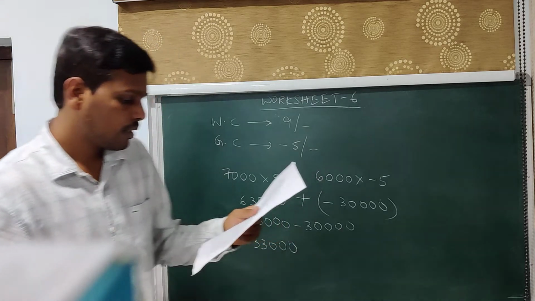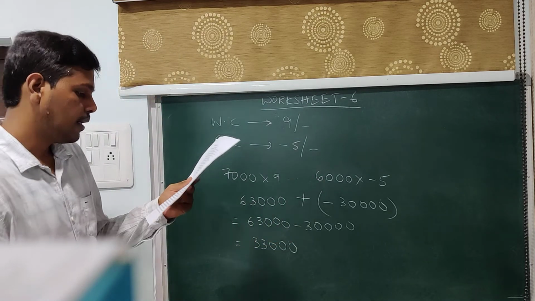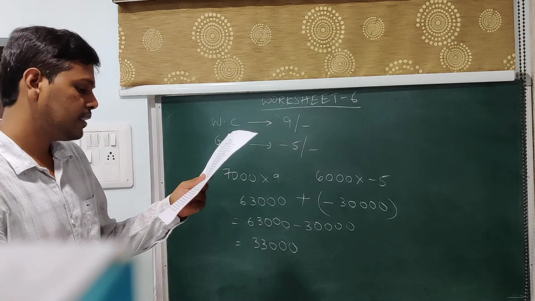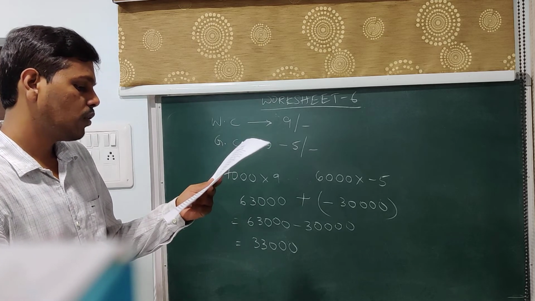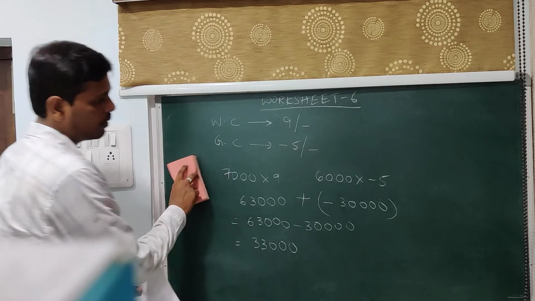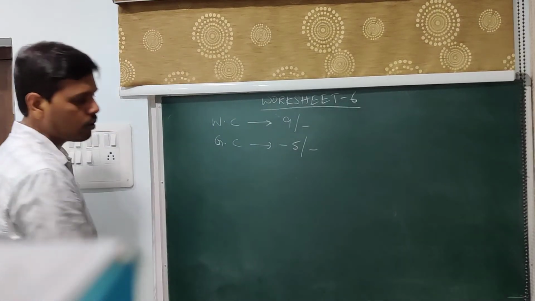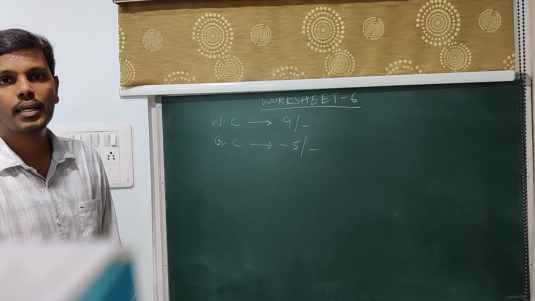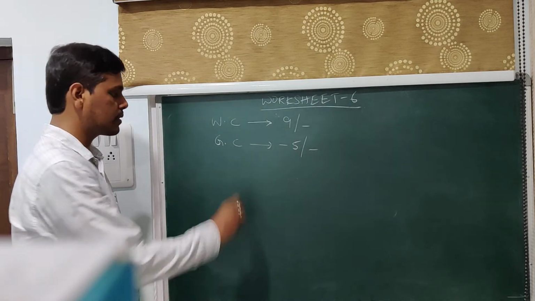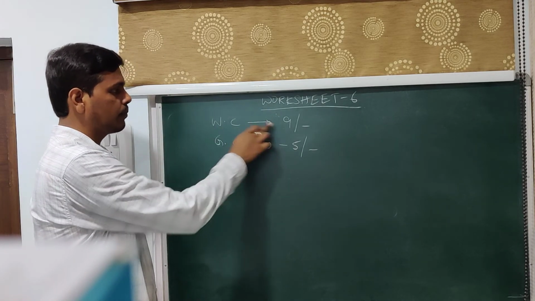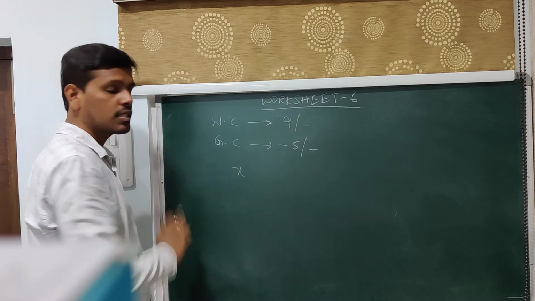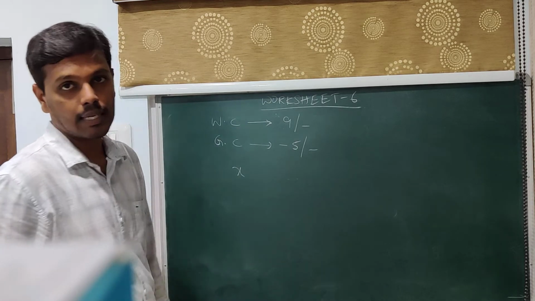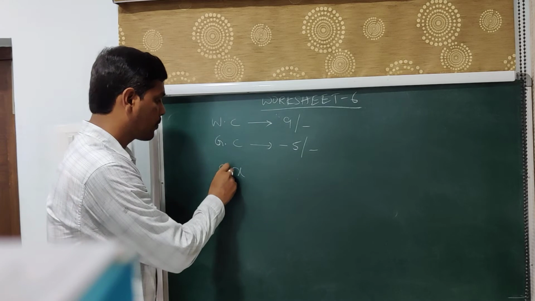Next, what is the number of white bags it must sell to have neither profit nor loss if the number of grey bags sold is 5,400? Okay. So we don't know how many white bags are to be sold. Let us assume that the number of white bags to be sold is some X. On one white bag they are getting ₹9. On X white bags they will get 9 into X. 9 into X is 9X.